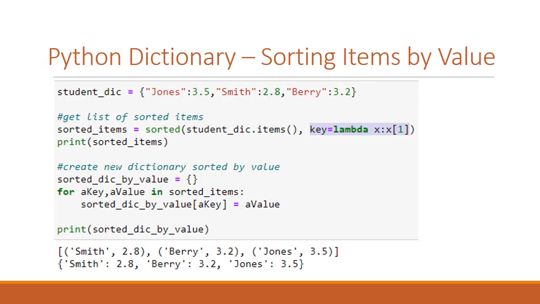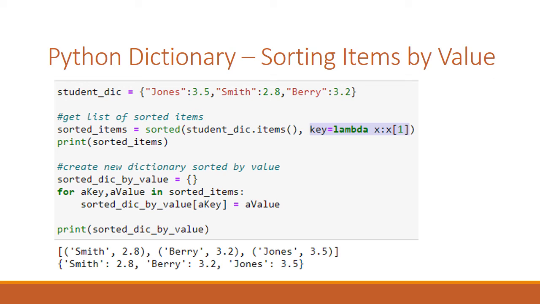Here's an example of sorting a dictionary by value. We start with our student dictionary, and then we use the sorted function to sort the items in the dictionary. And this is different than anything you've seen before. We've used the sorted function before, but now we're going to pass it two arguments. The first argument is our items from our dictionary.